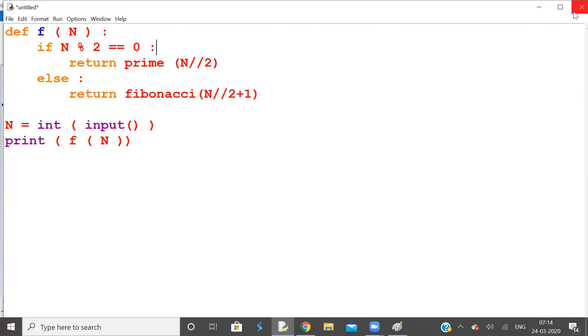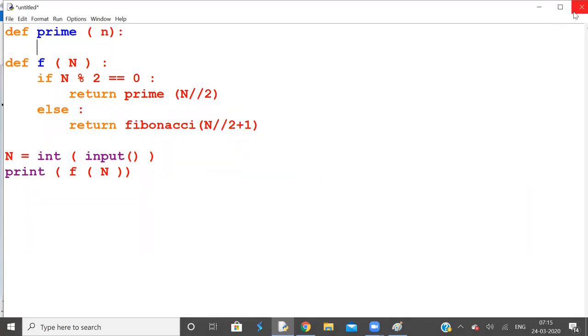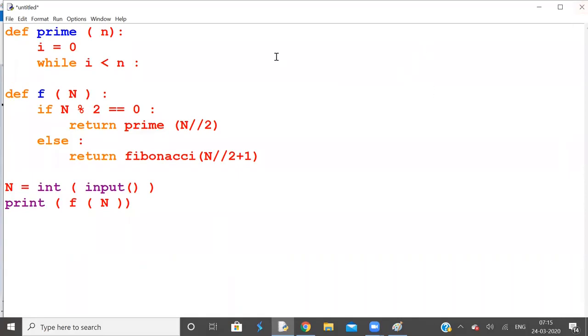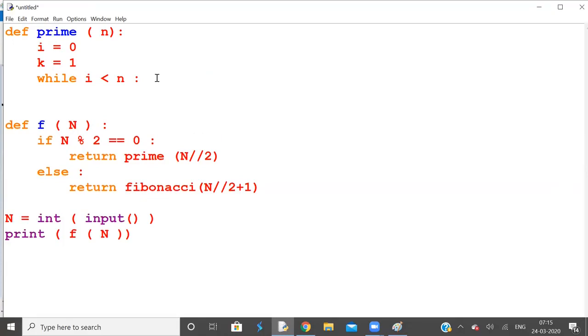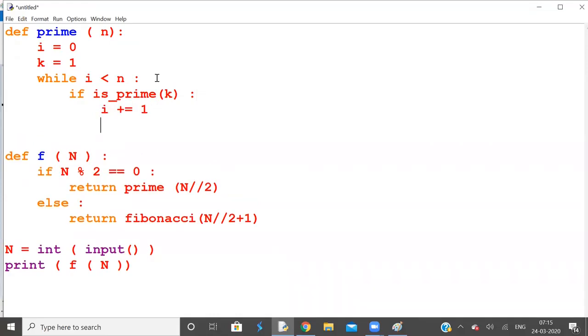Now you need a prime function and a Fibonacci function. Let us write the prime function first. Define prime. So you want the nth prime term. Assume that the prime numbers generated so far are 0. So while the number of primes generated is less than n, the required number of primes, start with a counter k. If k is prime, then the number of primes generated so far is incremented by 1. And increment k by 1.